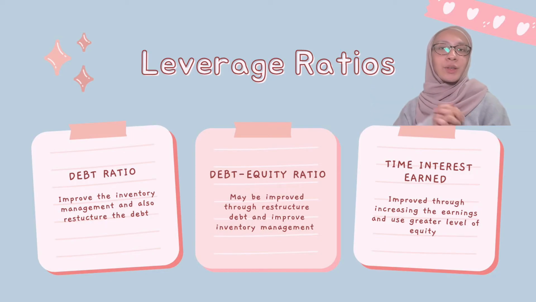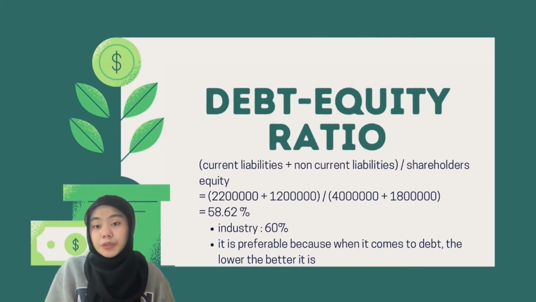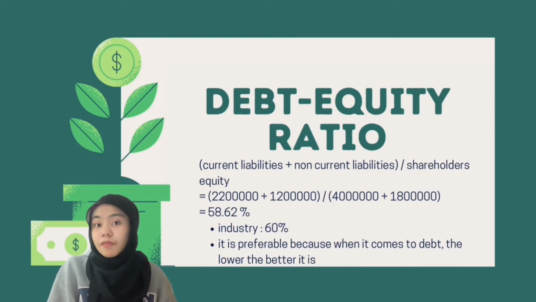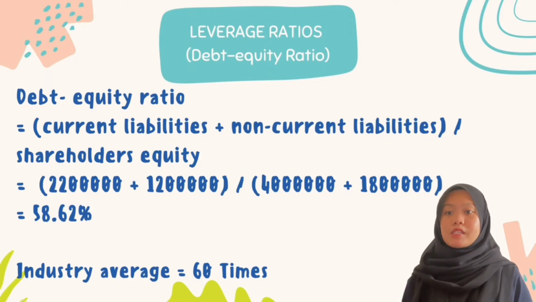Next, moving on to the leverage ratio, the debt ratio can be improved by inventory management and also restructuring the debt. Debt equity ratio: it is current liabilities plus non-current liabilities divided by shareholders' equity. And the answer is 58.62%. Khidmat Bakti Berhad's debt equity ratio is 58.62%, meanwhile the industry average is 60%. This shows that Khidmat Bakti Berhad's ratio is lower than the industry, which is good and preferable.